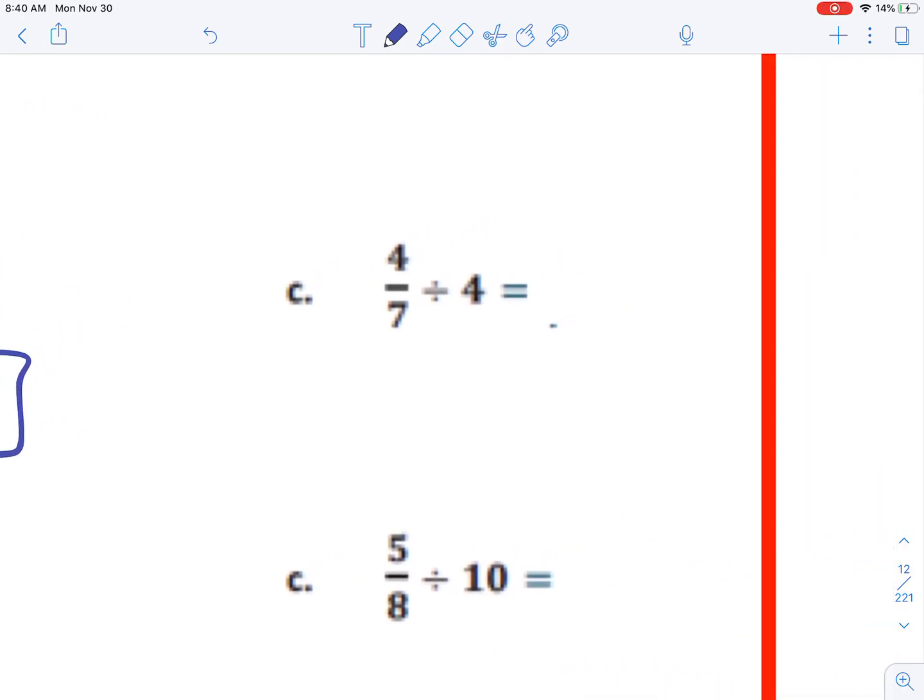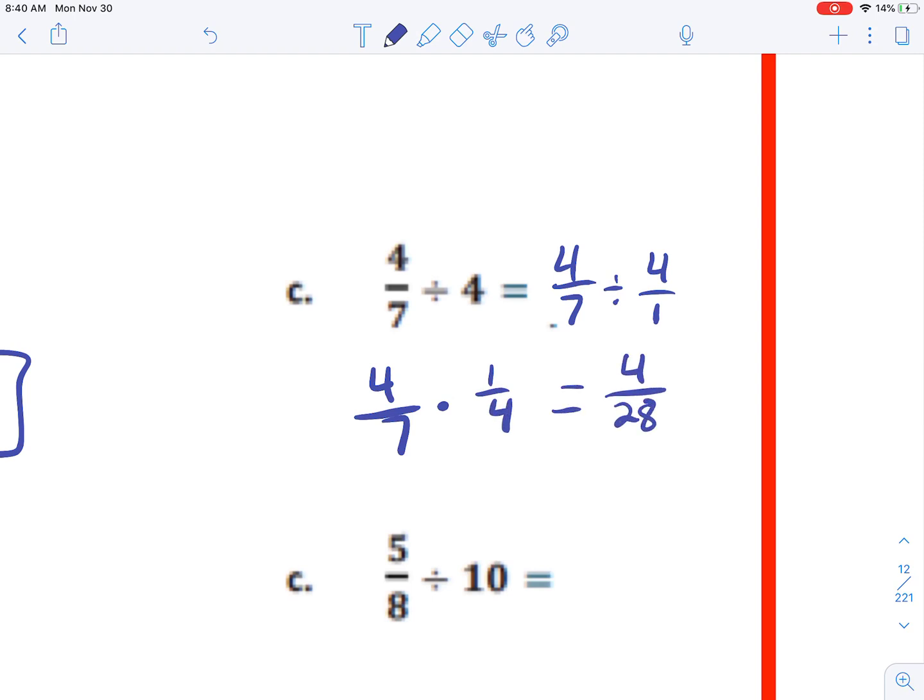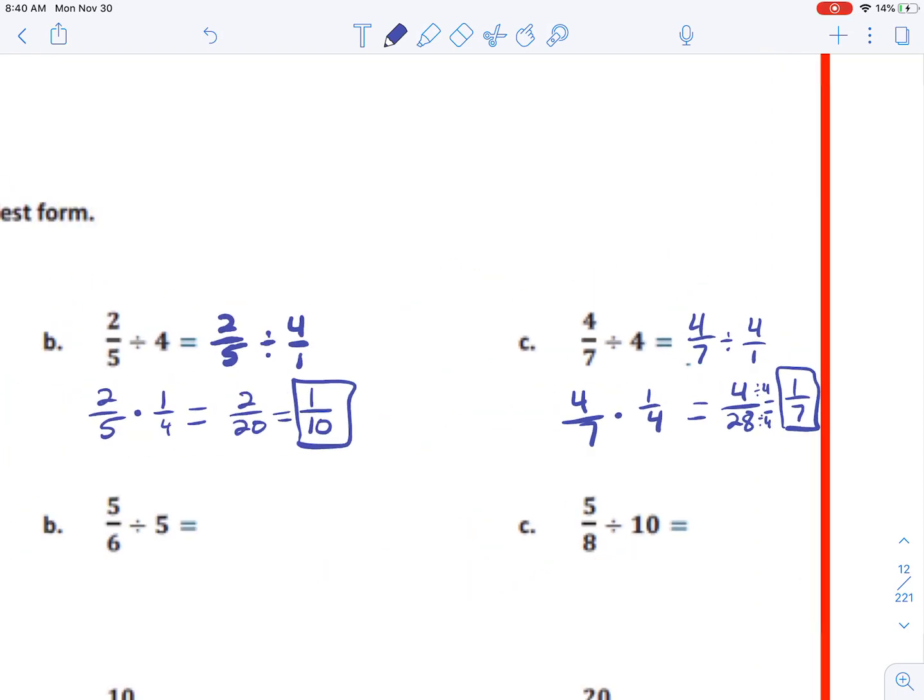Letter C, 4/7 divided by 4 over 1. Skip dot flip rule, 4/7 dot times 1/4. We get 4 over 28. We can simplify this, divide both by 4, and we would get 1/7. That is our answer.